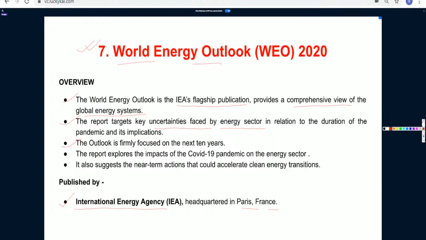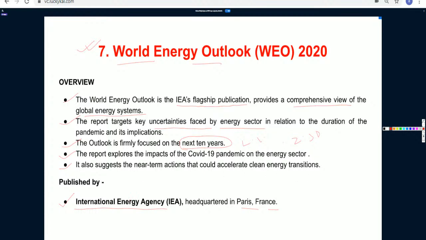The outlook is firmly focused on the next 10 years. Next 10 years means from 2020 to 2030. It is firmly focused from 2020 to 2030. Then the report explores the impacts of the COVID-19 pandemic on the energy sector. It also suggests the near-term options that could accelerate clean energy transitions.